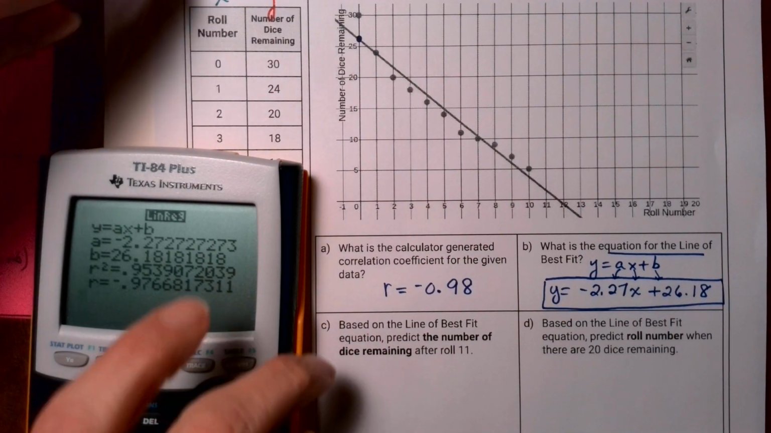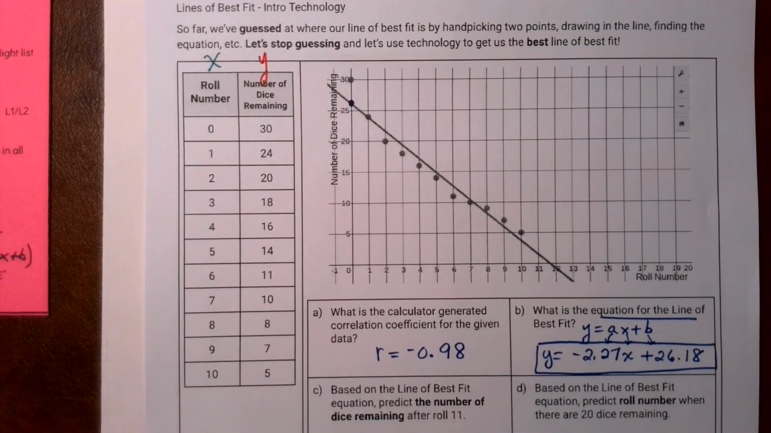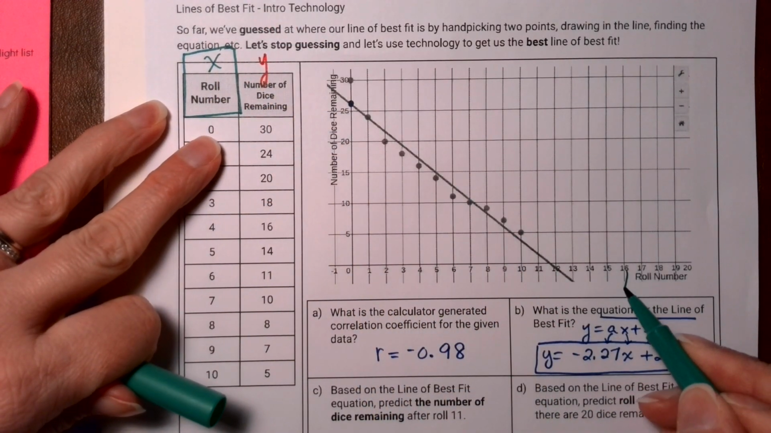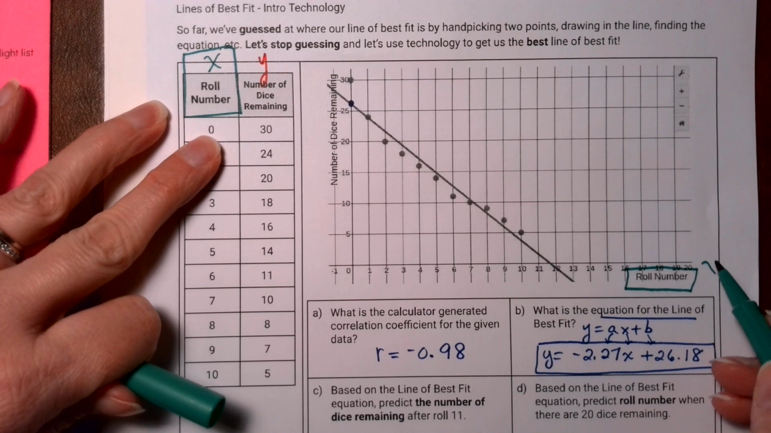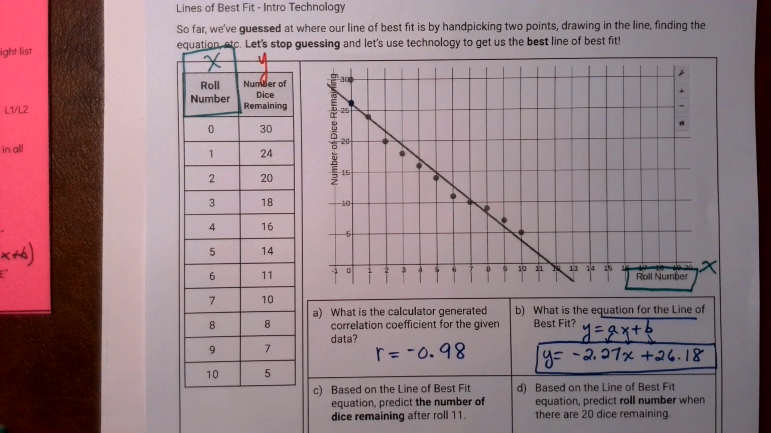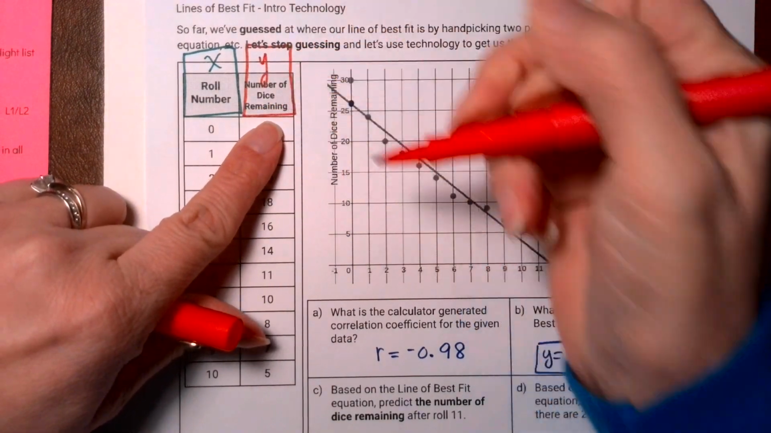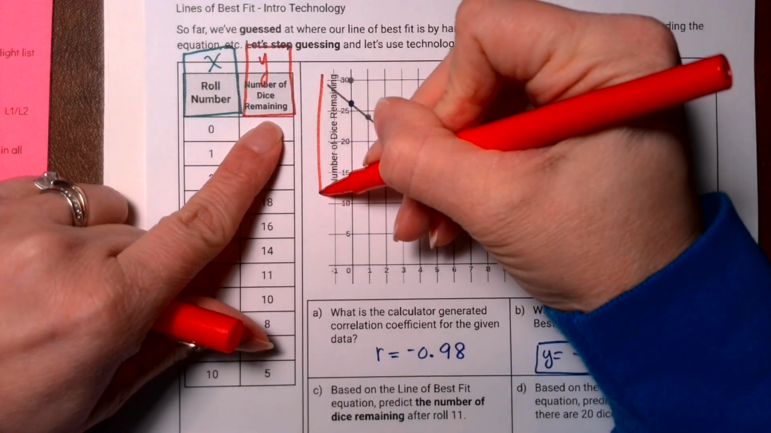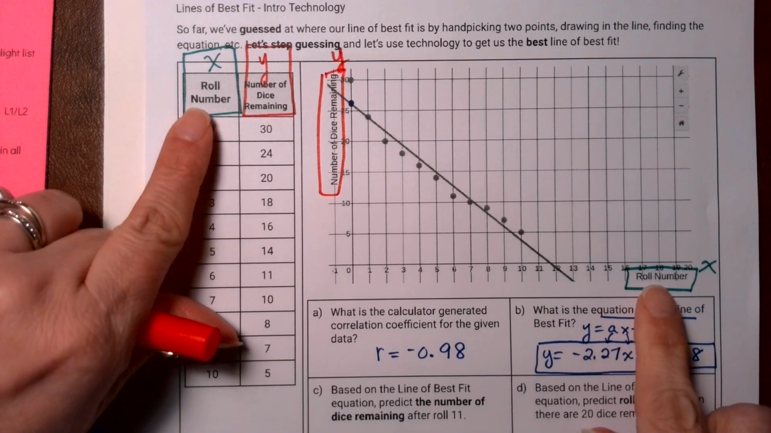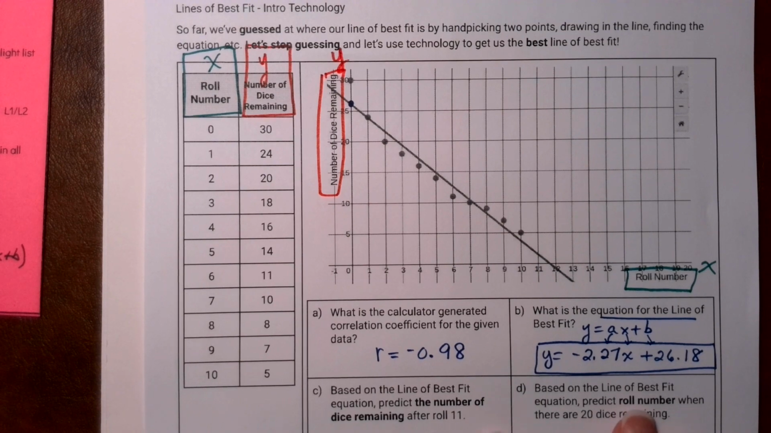Okay, let's just talk about a couple of things here. We had x as the roll number. The x variable represents roll number, on the x-axis. The number of dice remaining is what the y variable represents, and that's on the y-axis. So you have to know what represents x and what represents y, because now we're going to do some calculations with it.